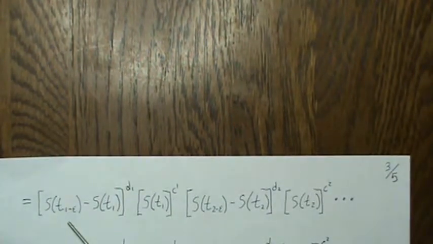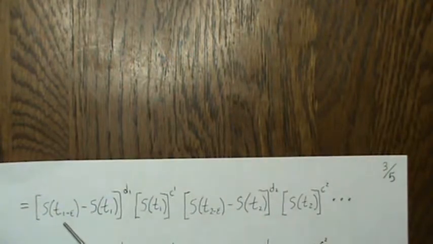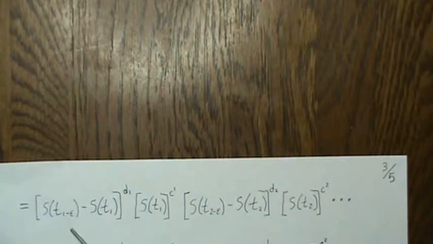So since S is a non-decreasing function, if we move it left to a specific event, say the one just below this, so move it to S of T0, we've increased this likelihood some. This is a bigger positive number than that. And we still raise it to D1. This we keep the same.